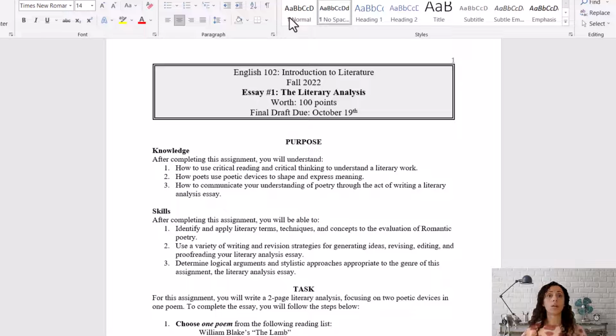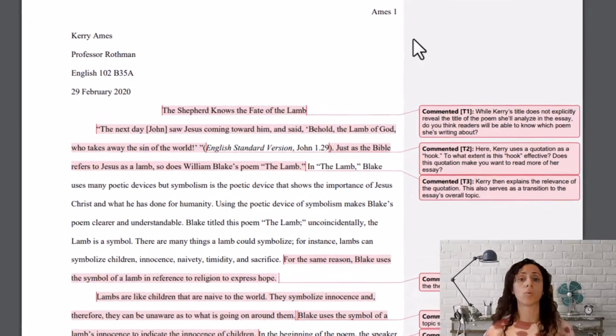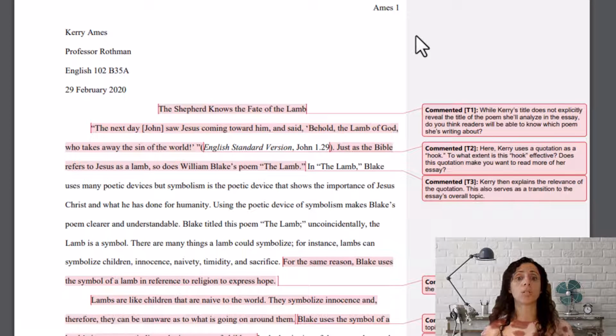Let's review the sample student essay in the Week 6 folder to see how the writer presents her thesis in the introduction. I'll read the introduction to us.